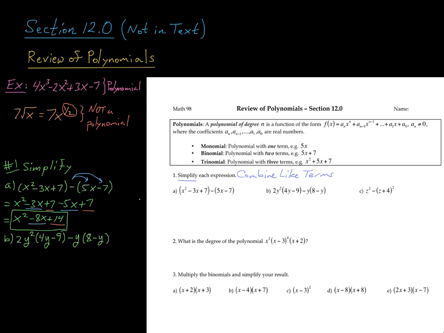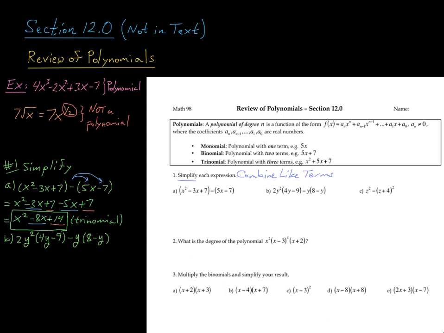And one more note here on terminology. If we have a polynomial with just one term, we often refer to that as a monomial, mono meaning one, so something like just 5x. If we have two terms, we call that a binomial. Bi is 2, so something like 5x plus 7. And then finally trinomials, those are polynomials with 3 terms, so something like x squared plus 5x plus 7. So here in our answer to part A, we have 3 terms for our polynomial, so we would call this a trinomial.